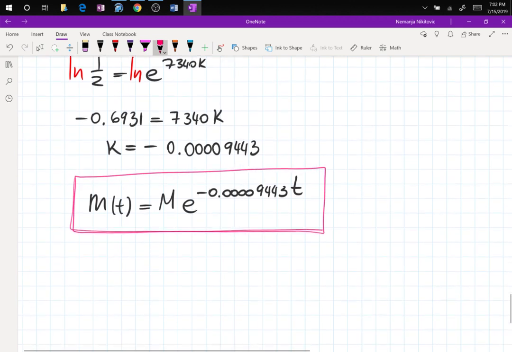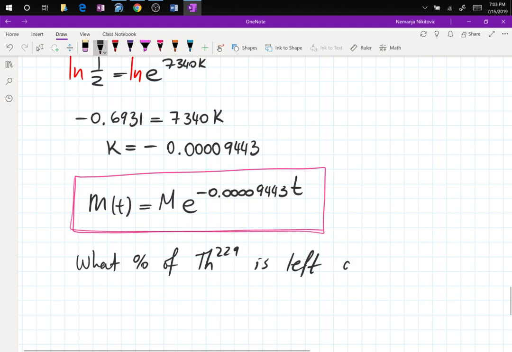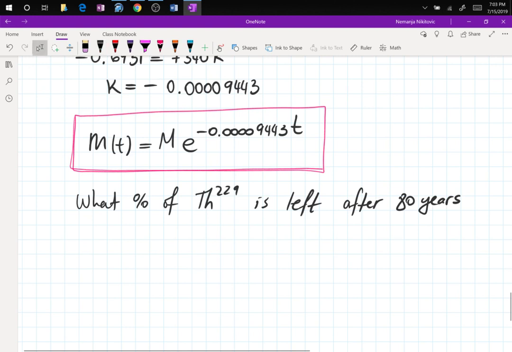So you have this. Now what I want to know now is how much thorium is left after 80 years. These people were dead 75 years, let's say, but let's round to 80, right? So what percent of thorium-229 is left after 80 years? 80 years will be in about 3-4 years from now, but call it that. Okay, so unknown percent P, yes?